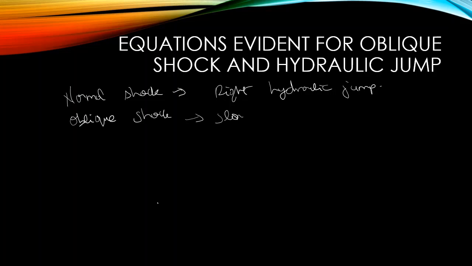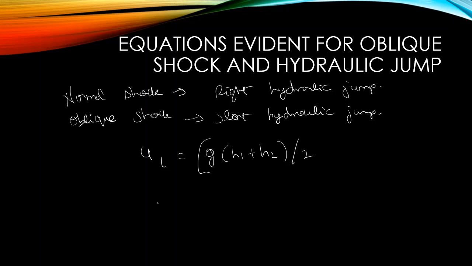So it is nothing but a slant hydraulic jump, right? And then you need to measure the velocity. So for this you are measuring the velocity ahead of the oblique shock, which is measured as u1 equals [g times h1 times (h1 plus h2) divided by 2] to the power of 1 by 2, times h2 by h1. Okay, so this is the velocity equation used for measuring the hydraulic jump velocity.